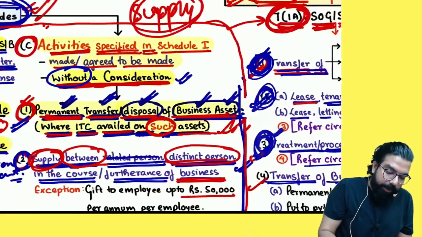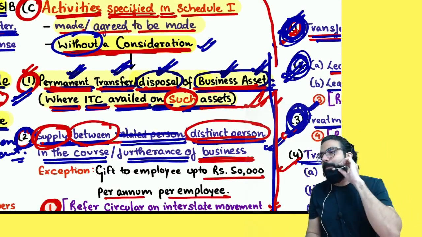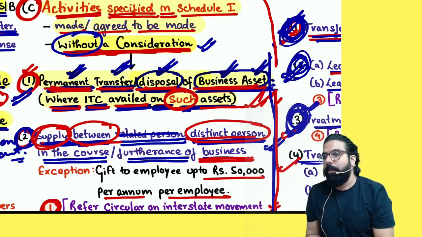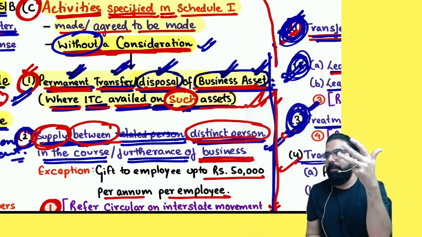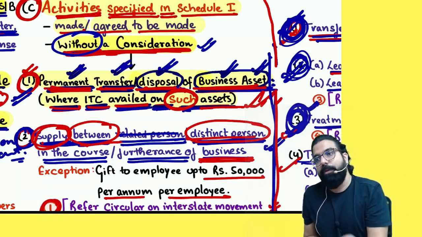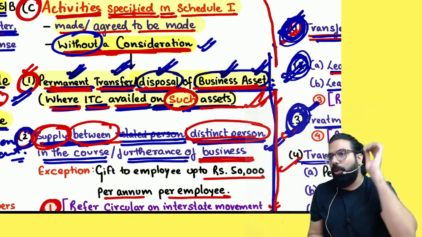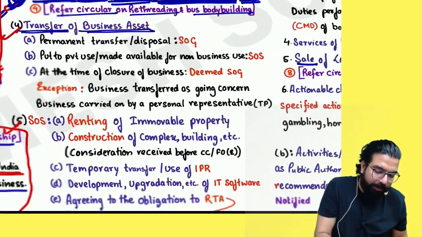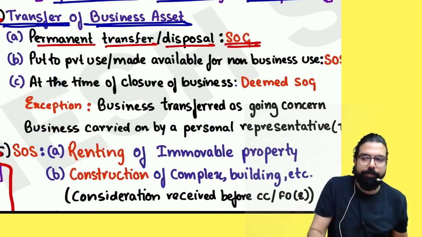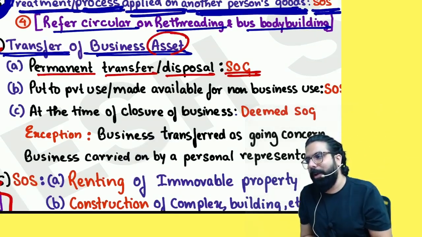Listen. You remember? In my class, the television is there. Business asset. I sold it. Permanent transfer of my business. Supply of goods or supply of service? Supply of goods. With consideration also supply. Without consideration also supply. Permanent transfer or disposal is always supply. Simple, no. If you permanently transfer your business asset to someone, it is always supply of goods.